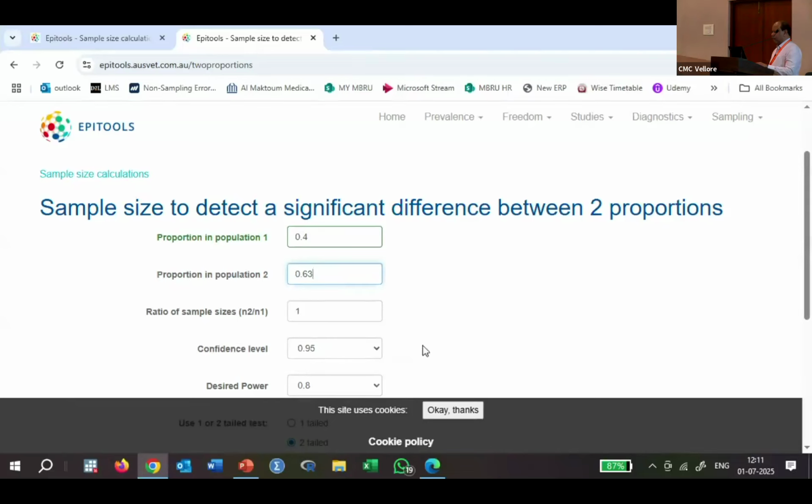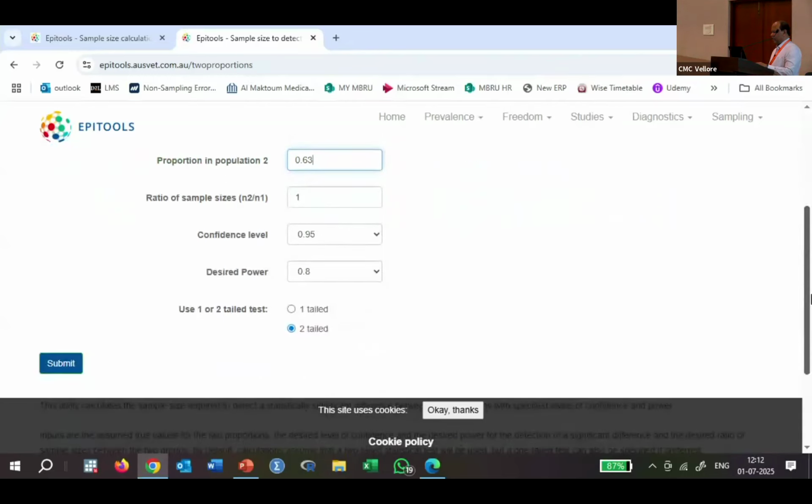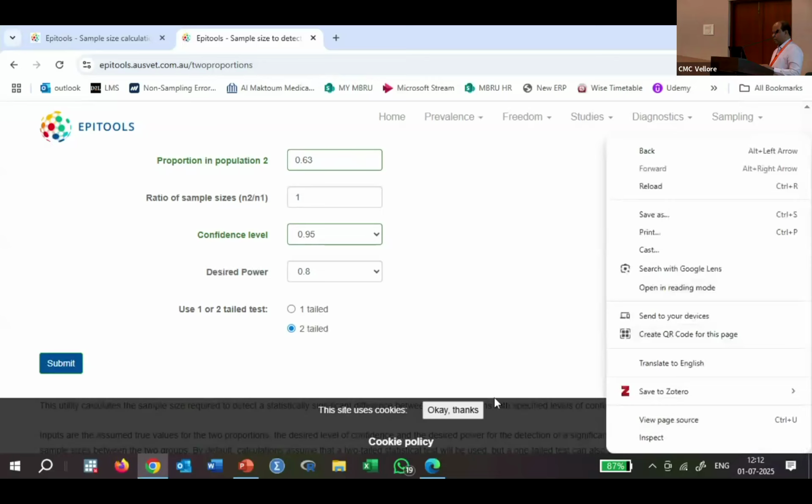So the confidence interval is nothing but this alpha error, 5% alpha error. And now if you wanted to have 1% alpha error, then you see 99%. You see here, there's an option available. And power, I wanted to have 80% power, okay? And a two-tailed test conservatively. Submit the data.